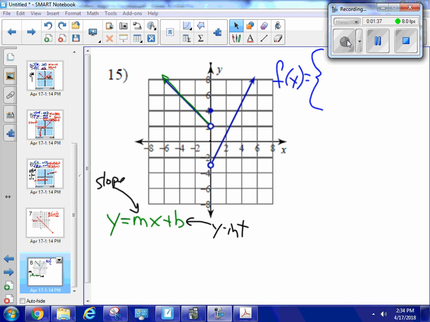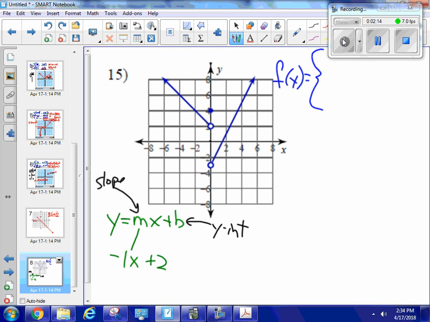So let's see if I can determine the slope of this line. Well, it looks like I go left 2 and up 2, left 2, up 2. I can see this has a negative slope. It's going downhill. And I'm going an equal distance both ways, rise and run. So my slope is -1. So I have -1x, and my y-intercept is +2. You can't see it very well right there because it's kind of covered up. But you can see that my y-intercept is +2. So my first function here is -x plus 2.